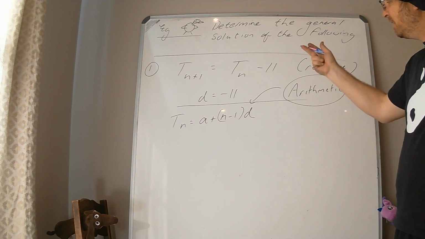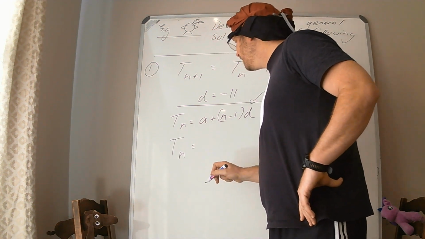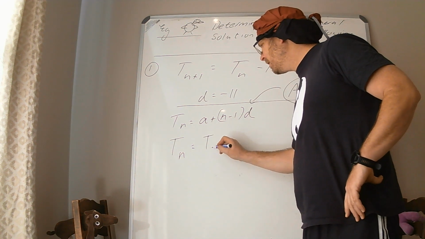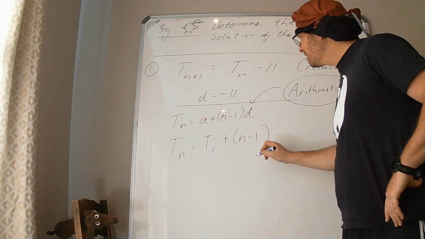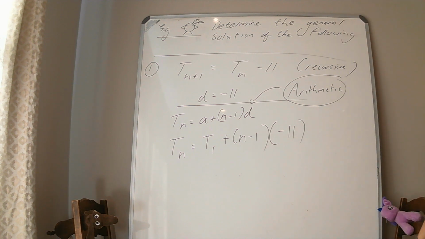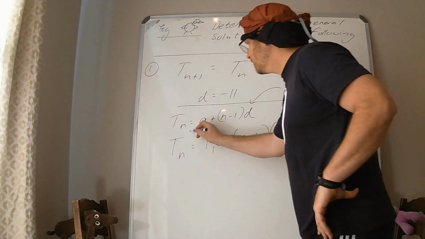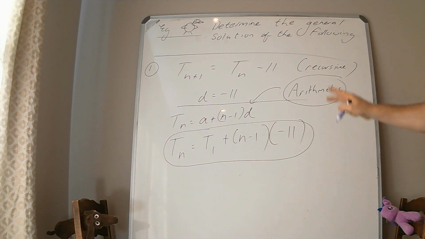So the best we can do, if this is all the information that you're given, is to say that the term in position n will be equal to A, in other words term 1, plus n minus 1 times your difference, make sure it's in a bracket, which is negative 11. If you want, you can neaten it up, but it's quite acceptable to leave it like that. So that is your answer. That's the general solution. Term n is equal to T1 plus (n minus 1) times negative 11. Okay, get that down.